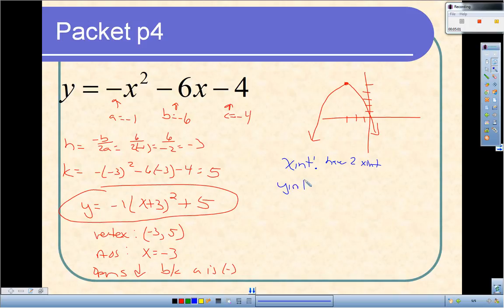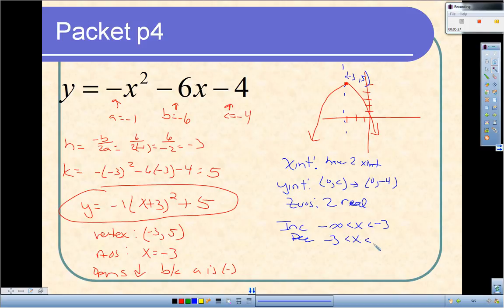For my y-intercept, remember the formula for y-intercept is simply 0, comma c. So that means my answer is going to be 0, comma negative 4, since we said c was negative 4. My zeros, I do know that I'm going to have two zeros because I have two x-intercepts, and they're both going to be real. My y-intercept we found. I noticed that it is increasing from negative infinity to my axis of symmetry, or my vertex. This is the point negative 3, 5. So it's increasing from negative infinity to negative 3. Then it's decreasing from negative 3 on to infinity.